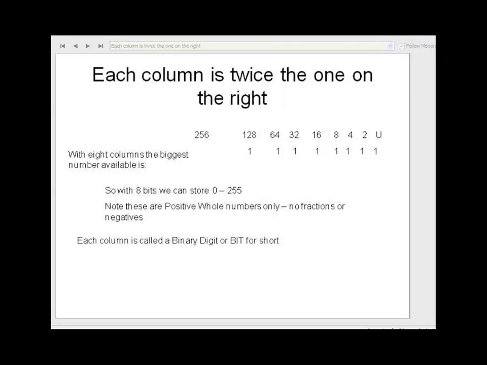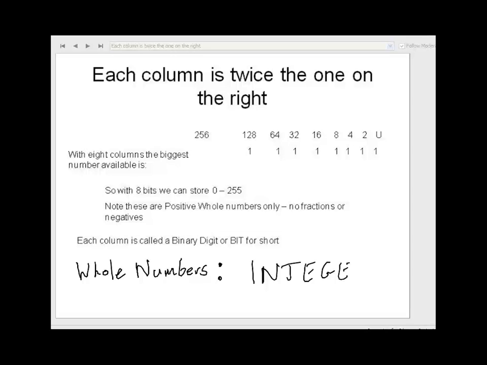There's a special word for whole numbers. I should have written it down. Whole numbers. They're called integers. Whole numbers are called integers. And it's a horrible word, but that's what they're called in mathematics, and that's what they're called in computers. So whenever we talk about integers, we're talking about whole numbers, no decimal places, no fractions. In this case, we've got positive integers. There's no negatives.